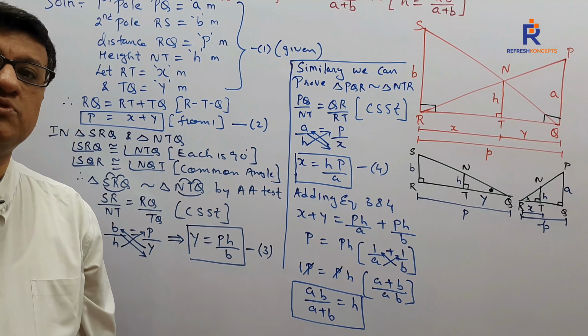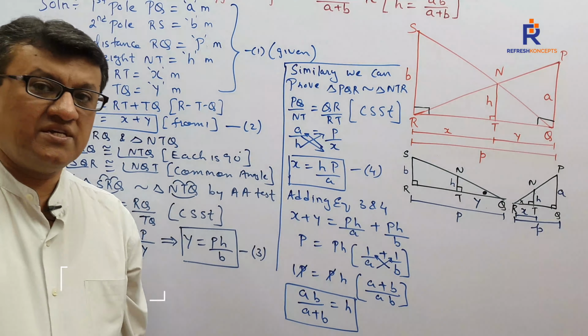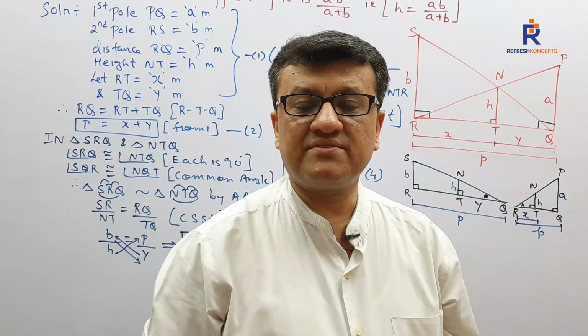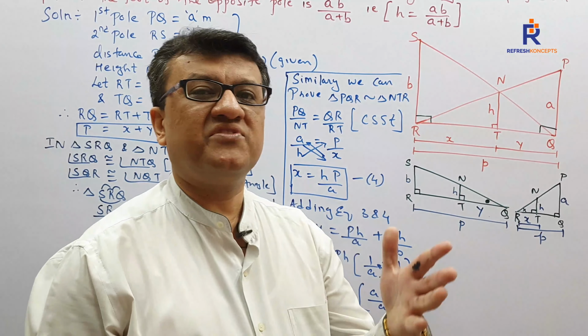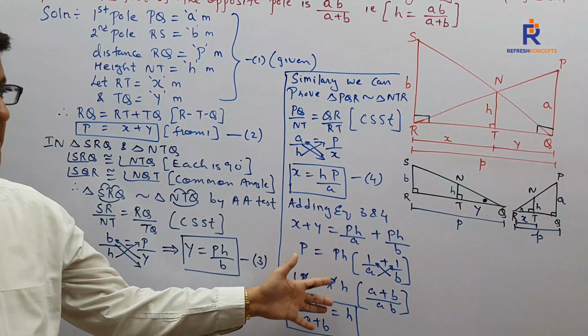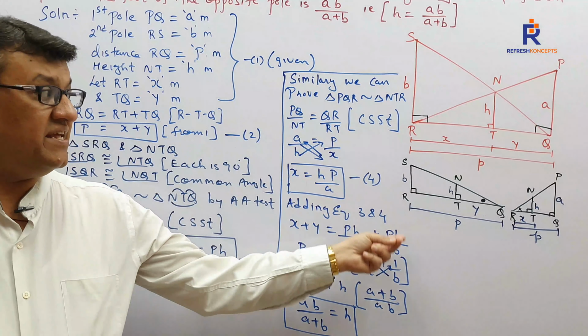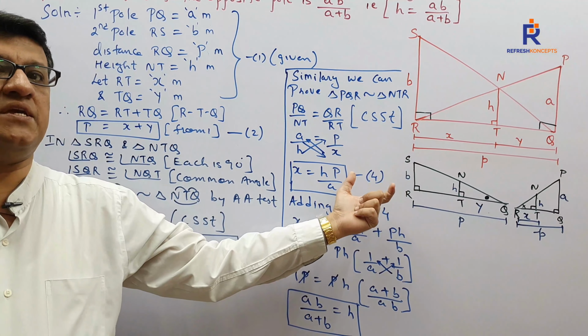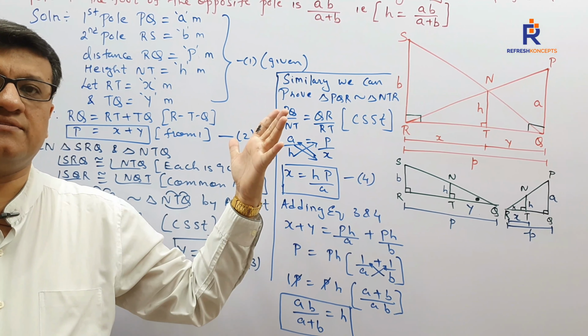What was needed in this question, children? In this question, what was needed was understanding the relation between the two triangles. Prove them similar. Rest of the things will be taken care of by CSST. And finally, at the final steps, you just need to know how to get that P by adding X and Y. Sure?